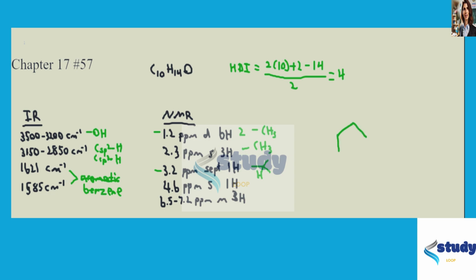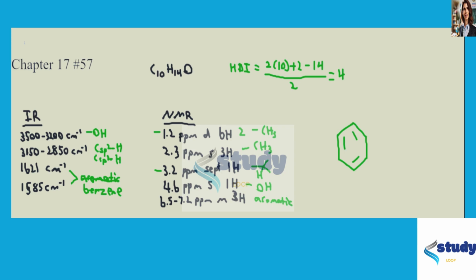So we have an aromatic ring. Actually, let's just stop there for right now. This fourth signal is going to be our hydrogen on the alcohol. And then our final signal here is our aromatic protons. So these would be the aromatics, and there's 3 of them. So this is going to be a tri-substituted benzene ring.